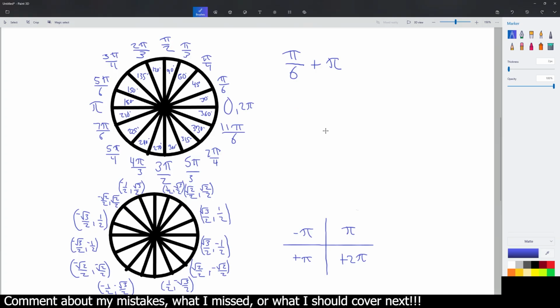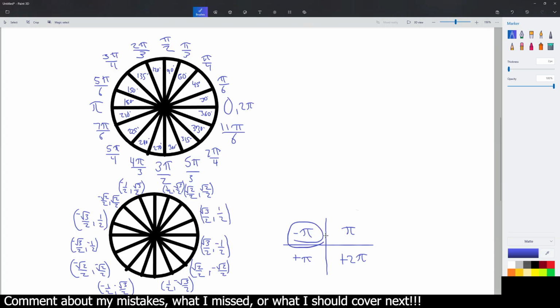So in this case, it's going to be 6 pi over 6, and that's going to get you 7 pi over 6. And that's your answer. Now, let's see if the rules hold true to the other quadrants. So over here, it's going to be a bit different because we're going to be subtracting.